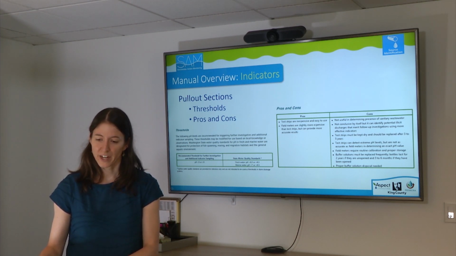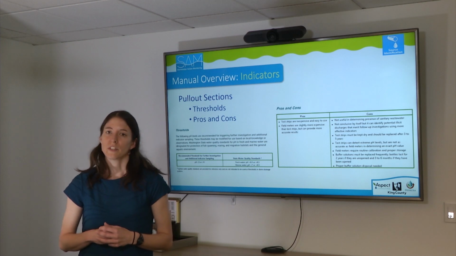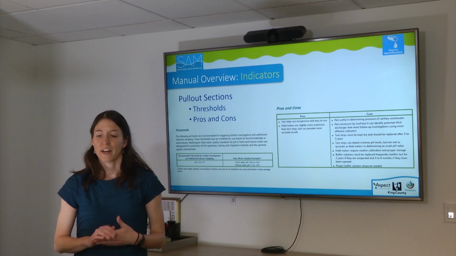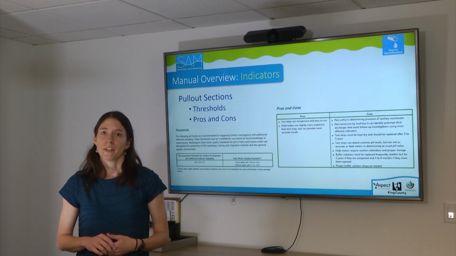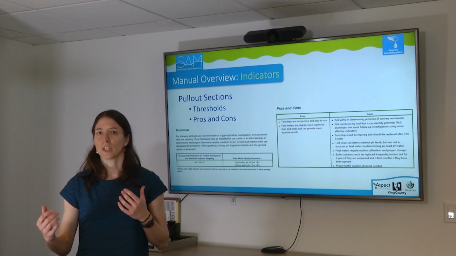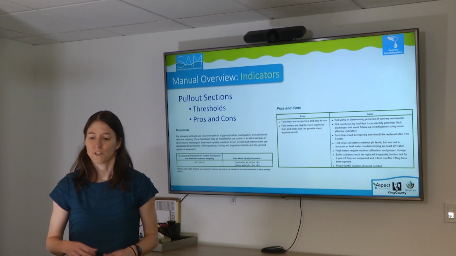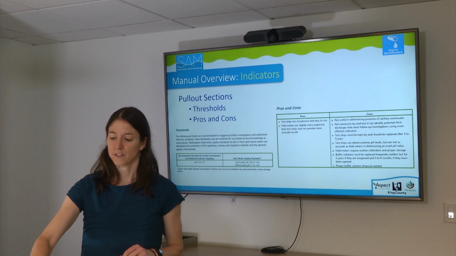We also have pros and cons. So again, similar to the field screening methodologies, we've got the pros and cons of each indicator, and along with that also the pros and cons of each method that you might select. So test strips versus field meter, what are some pros and cons of selecting those different methods to evaluate your indicators?